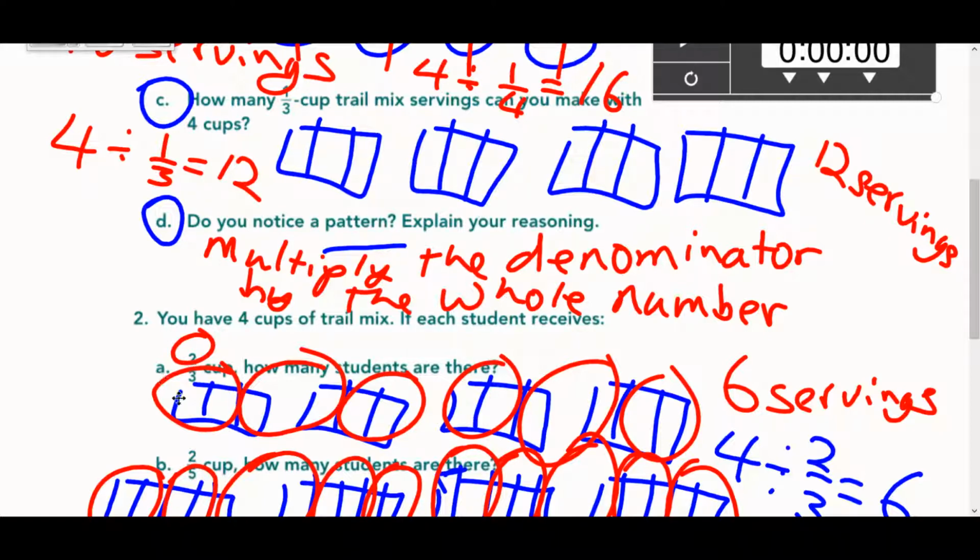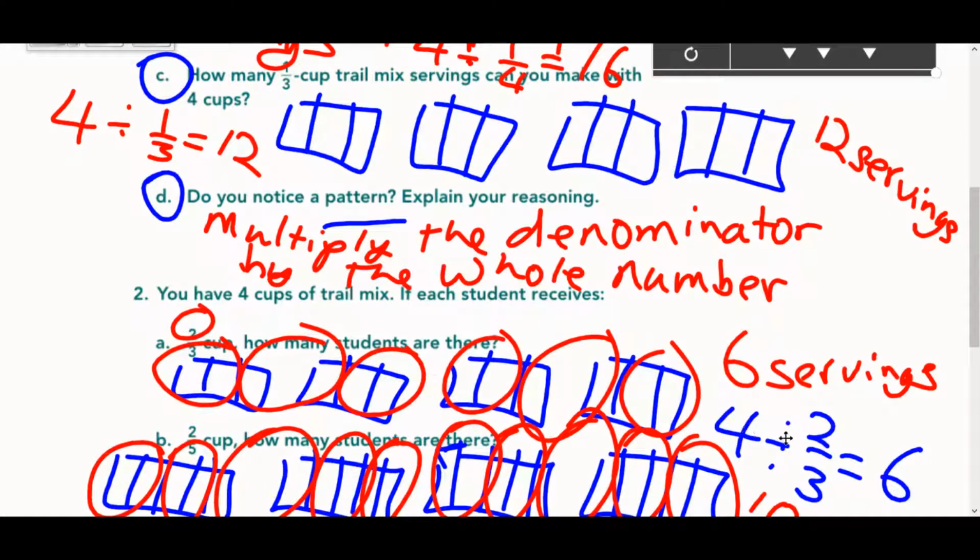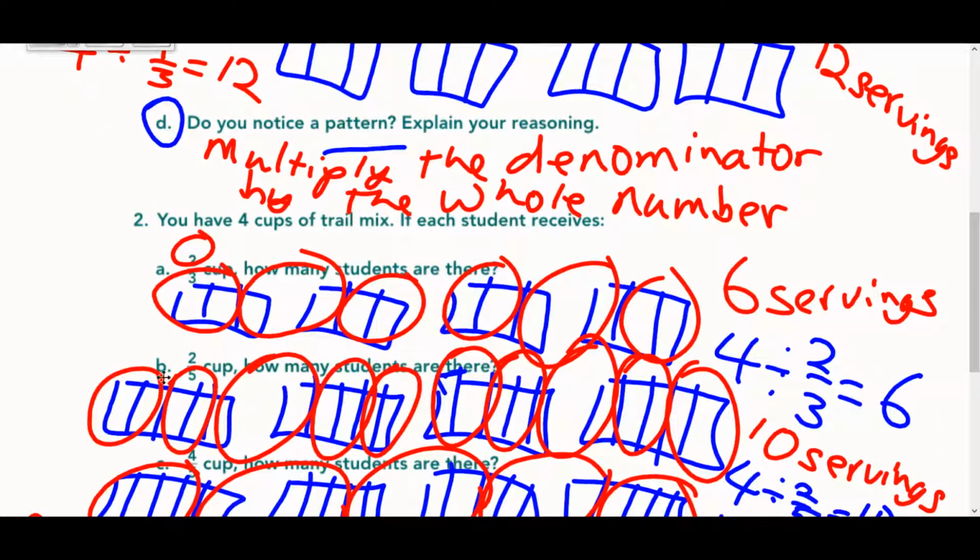It takes 2/3 of a cup to be a serving. So here's 2, here's 2, here's 2, here's 2, 2 more, and 2 more, for a total of 6 servings. So our number sentence would look like 4 divided by 2/3 equals 6. Okay, and then we can do this with fifths.